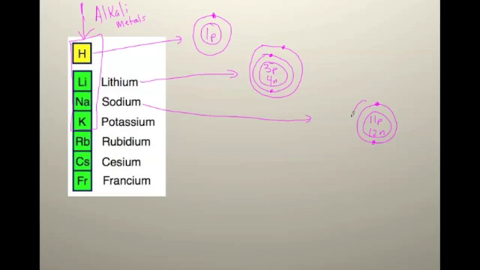2 electrons in the innermost shell, the K shell. Once that's full, you start filling up the outer shells. So you can fit 8 electrons on the L shell. And once that's full, the last electron ends up on the M shell. Once again, you'll notice the outermost shell has 1 electron.